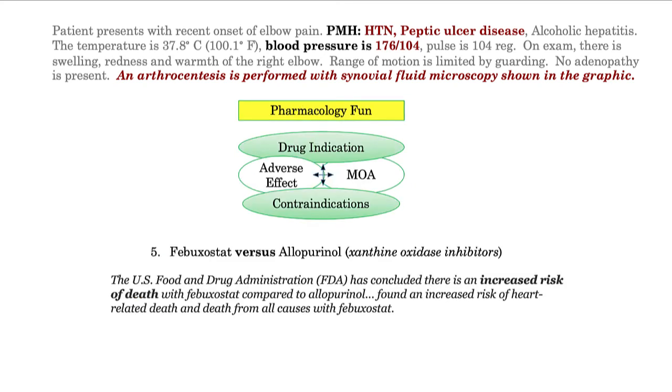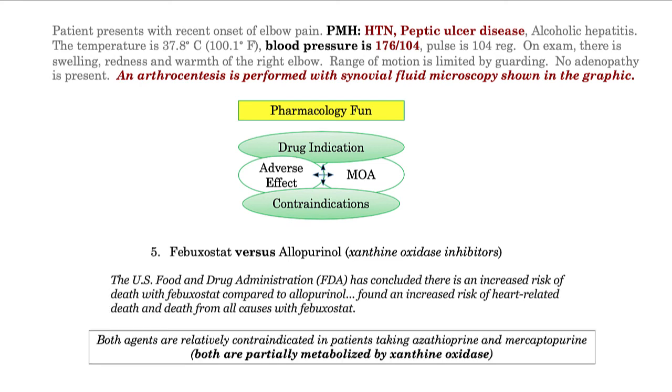Before concluding this presentation, I want you to be aware of two subtle but cautionary tales with the xanthine oxidase inhibitors. The first is that febuxostat now comes with a warning describing an increased risk of death compared with allopurinol. I can easily envision a question where you will need to choose between the two. On this basis, allopurinol is the preferred agent. The other noteworthy contraindication is in patients taking azathioprine or mercaptopurine. Both of these agents are partially metabolized by xanthine oxidase, so toxic levels can accumulate if used with either of these agents. And that's a wrap.